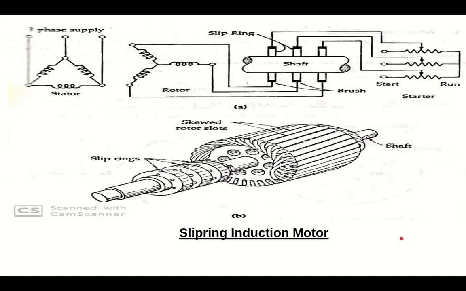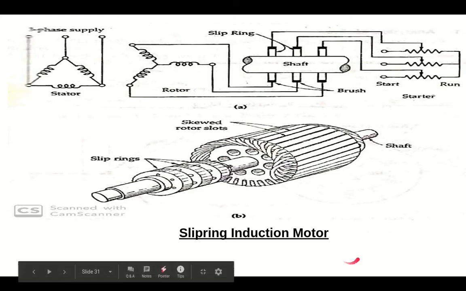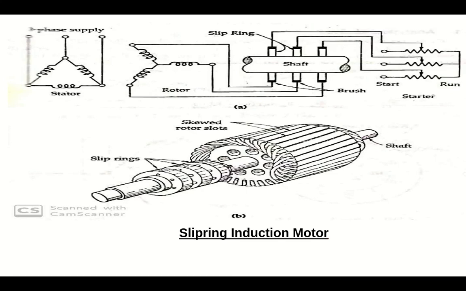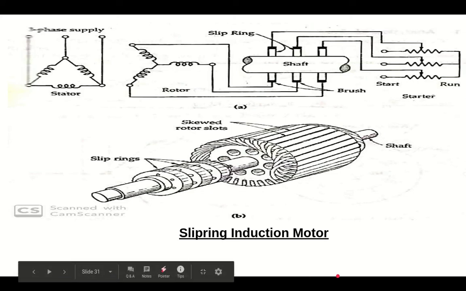Now we have a comparison between cage rotor and wound rotor, with advantages and disadvantages. The advantages of the cage rotor are that construction is cheaper, the absence of brushes reduces the risk of sparking, and there is lesser maintenance. Due to these advantages, it has higher efficiency and higher power factor.